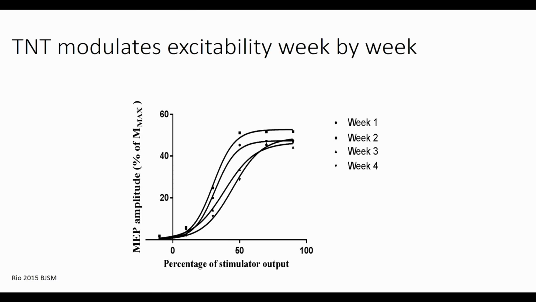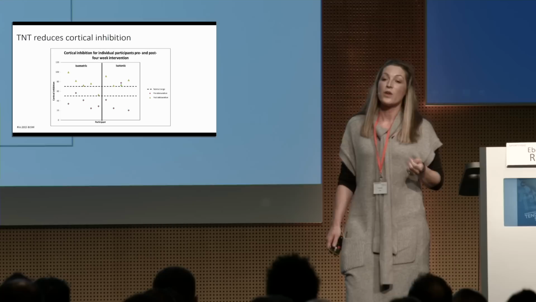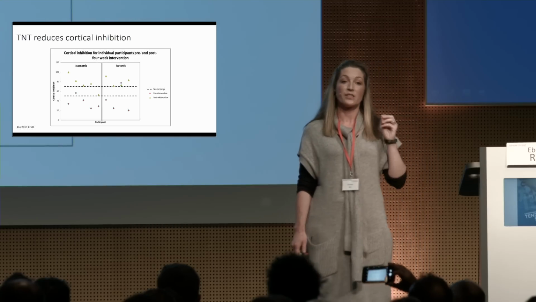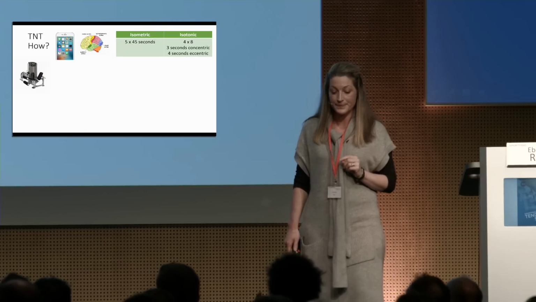Some of the athletes were kind enough to let me zap their brain every week, and we see that this process takes about 4 weeks to normalise their corticospinal excitability. We also see the same with inhibition. So TNT changes both the accelerator and the brake.